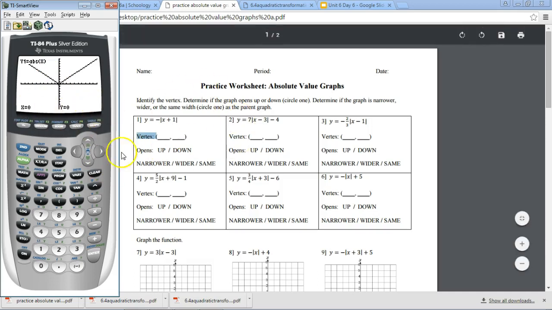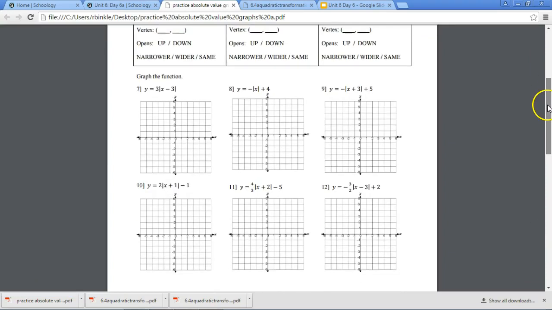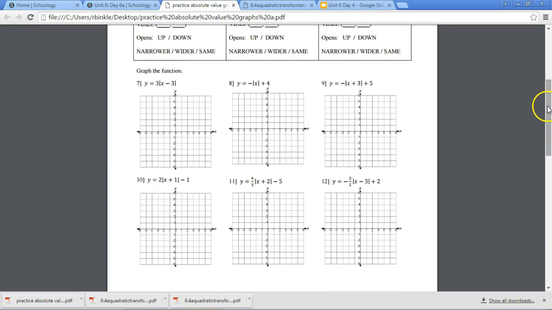Okay, that's going to be different than the one you have on the practice sheet, but you can graph that. And then down here, it wants you to graph the functions and just do it the same way that we did with the quadratic. All right, if you have any questions, I should be standing in front of you.